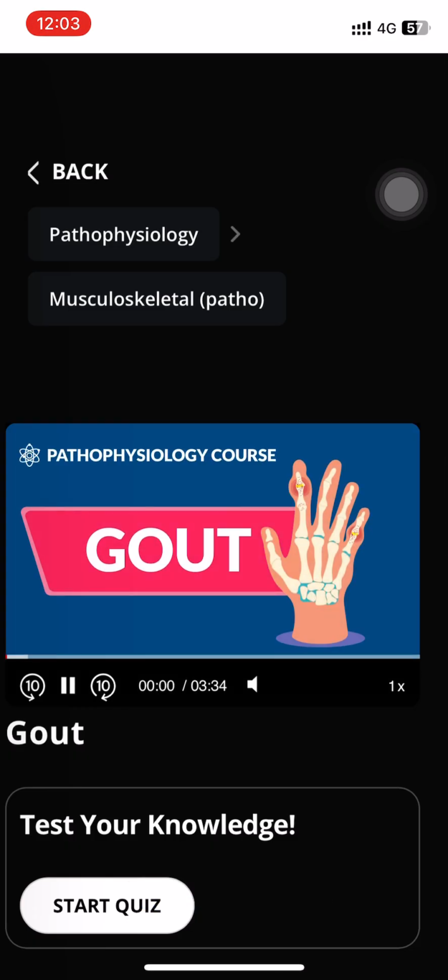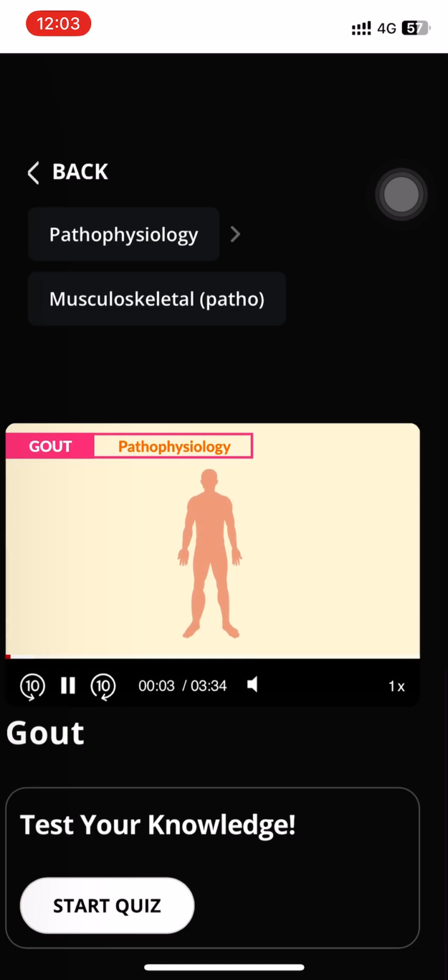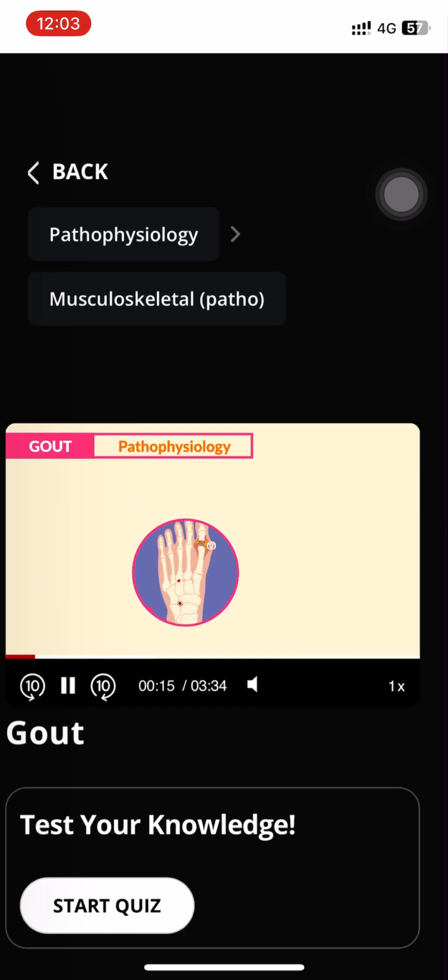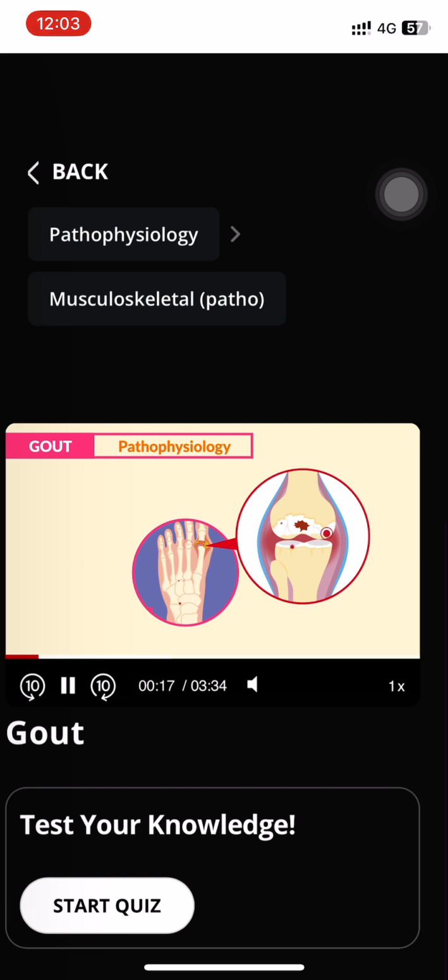Now let's cover gout. The pathophysiology is very simple. Uric acid buildup causes pain and inflammation in the joints, which causes destruction inside the joints and can eventually lead to arthritis, that loss of protective cartilage in the joints, resulting in bone-on-bone pain.